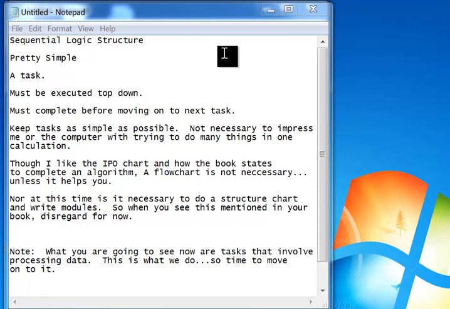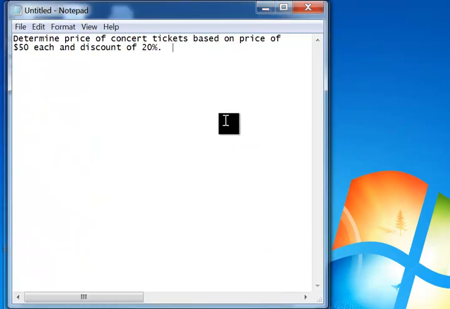Okay? Anyway, with that said, let's look at this particular algorithm that somebody wants me to write. Determine the price of concert tickets based on a price of $50 each and a discount of 20%. Once again, like how your book explains it, with the IPO, one of the things I want to understand is what my inputs and my outputs are. Then we're going to determine the process of actually getting there, right? Your book does a great job of splitting that up. That's why I like the IPO chart. If you want to put a flow chart in there, by all means do so, but it's not necessary. So my modified version of this is to figure out what the inputs are.